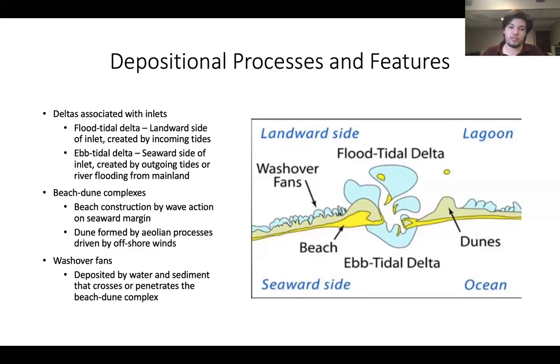Also in these sorts of barrier island complexes, you have beach dune complexes. So beach construction occurs through wave action on the seaward margin. You can see this is where your beach would form. And dunes are formed by aeolian processes driven by offshore winds. You can see your dunes in this image here. And finally, washover fans, which you see here, are deposited by water and sediment that crosses or penetrates the beach dune complex.